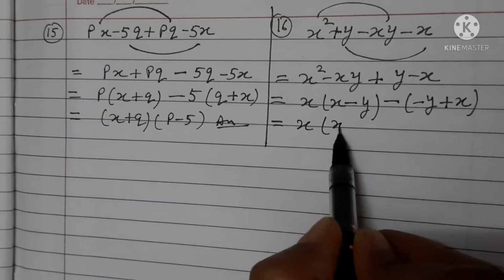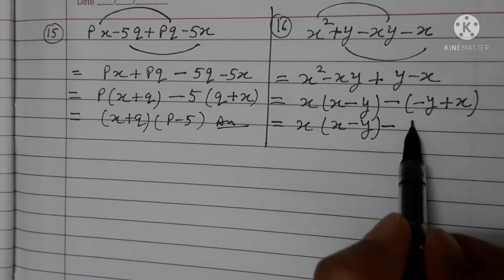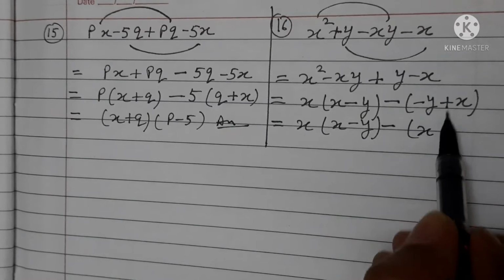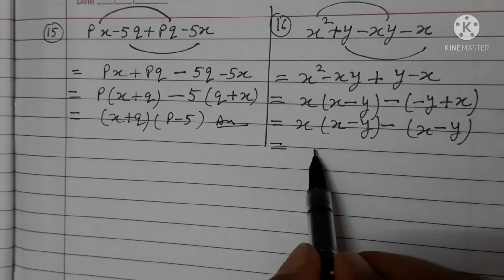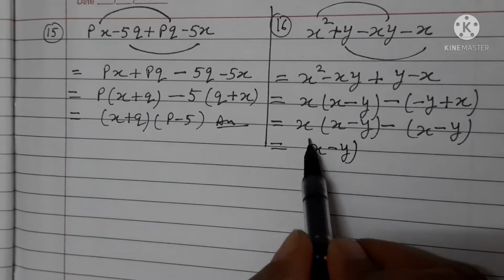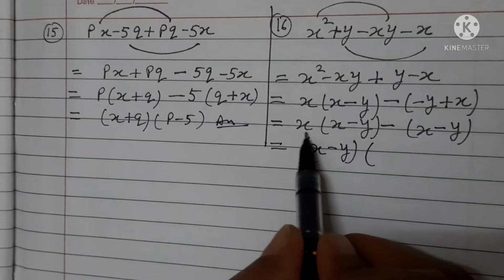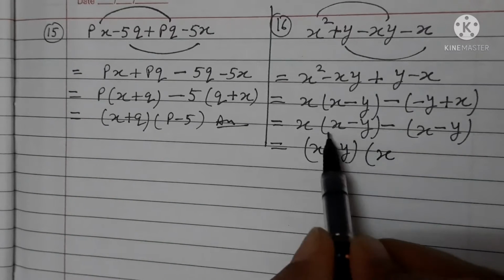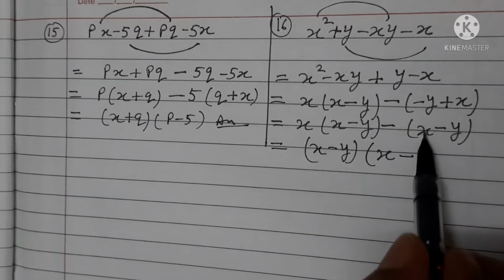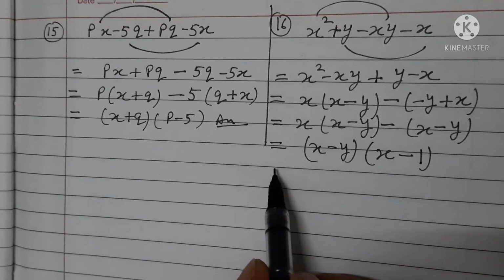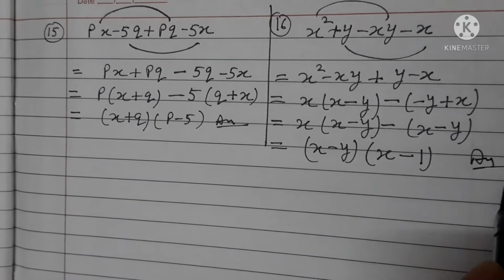Again you can write it like this, x minus y minus x, and this minus right here, and take x minus y as common, and in the bracket what remains is x minus 1, because you have taken out x minus y as common. So this is the answer. Next.